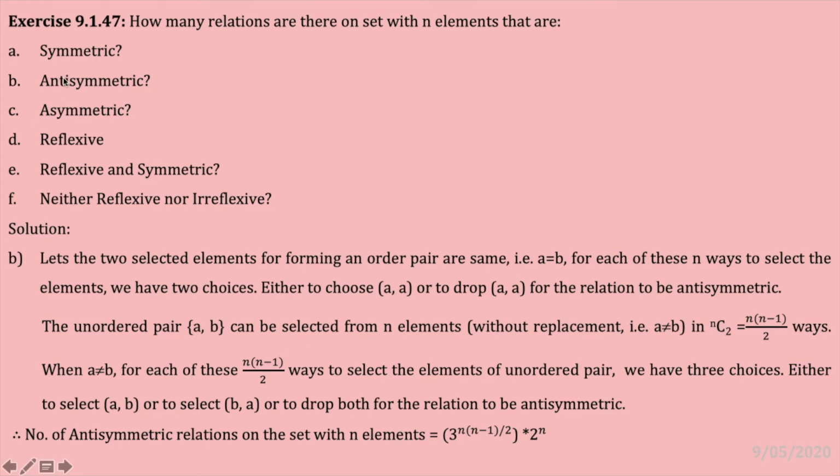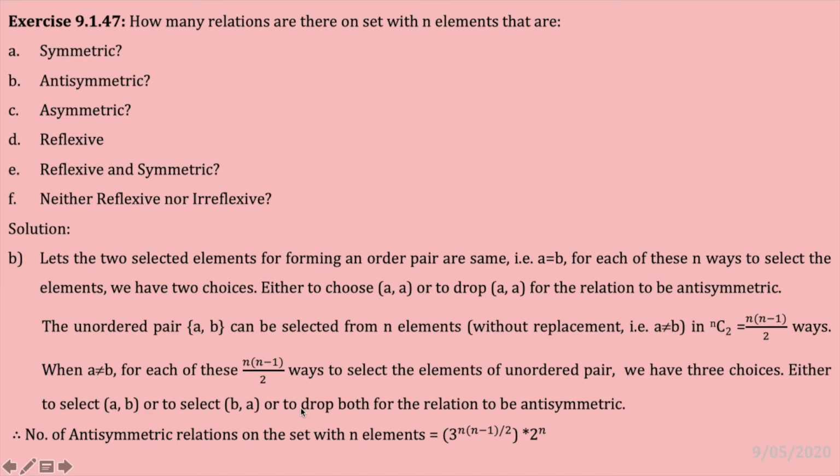Now because we want our relation to be antisymmetric, for each of such unordered pairs selected we have three choices. We can either select the ordered pair AB, or we can select the ordered pair BA, or we can drop both the ordered pairs out of the relation. But we cannot select both the ordered pairs AB and BA simultaneously because we want our relation to be antisymmetric. So for each of such n into n minus 1 by 2 unordered pairs we have three choices possible.